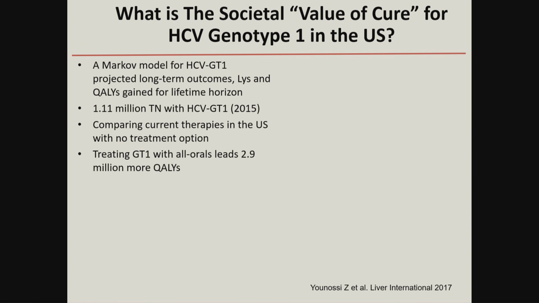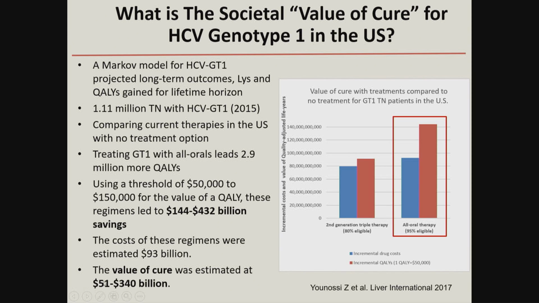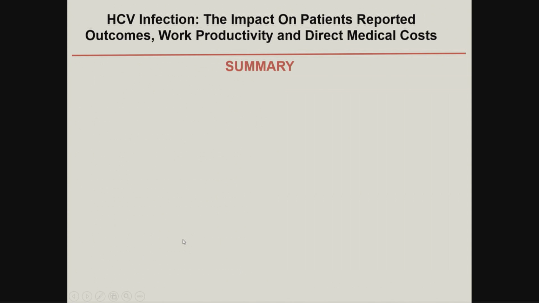And when you look at this, there are actually about 2.9 million more QALYs gained by treating these patients, and even using the threshold or willingness to pay of $50,000, there were significant savings of $144 billion. But if you go up to $150,000 willingness to pay, this could be as high as $430 billion. And of course, you take into consideration the cost of these regimens. The value of cure is that the United States will have about $51 to $350 billion savings by treating hepatitis C genotype 1 patients. And this brings value to the society.